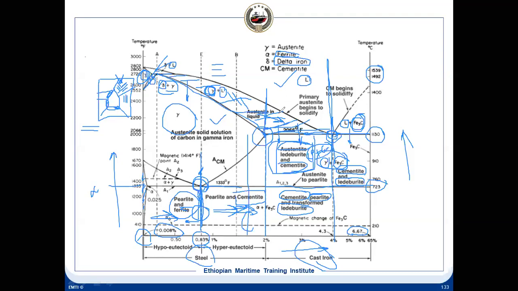But if I pass this one, from here, this point below this, you mean to say it will be solid? Solid, yeah. But from this line to the steel side, we are already entering the steel portion. So it will be liquid. The austenite will be liquid, yeah.